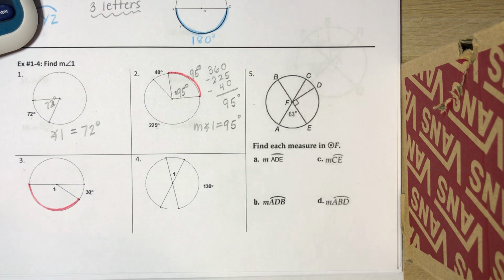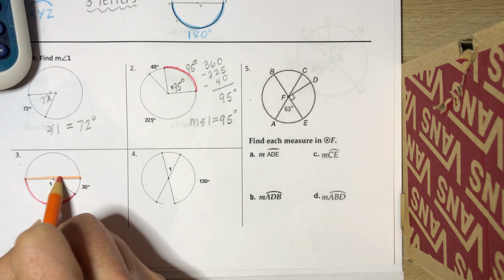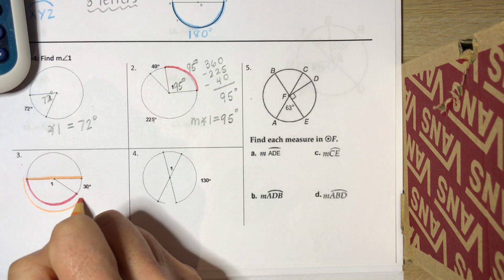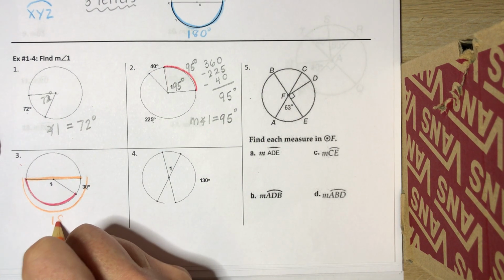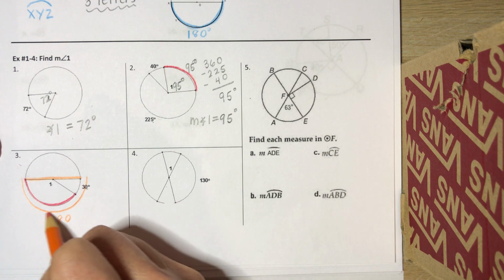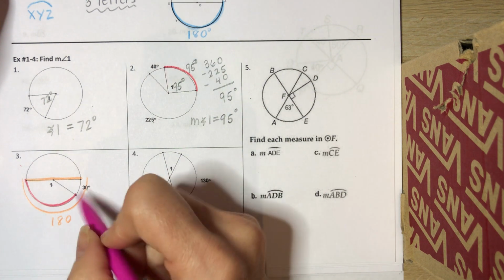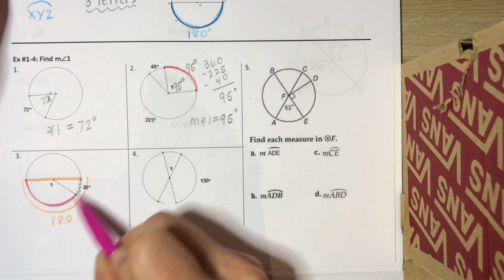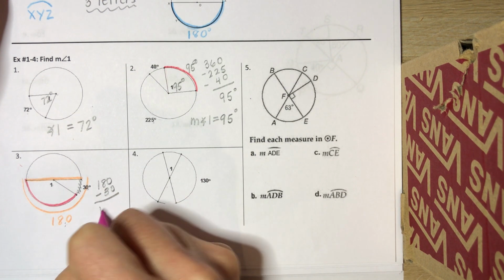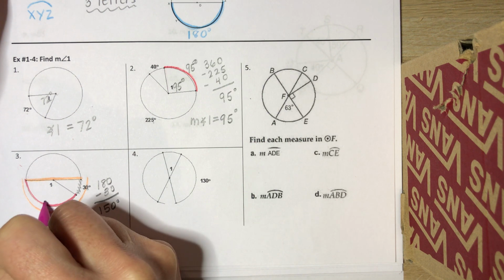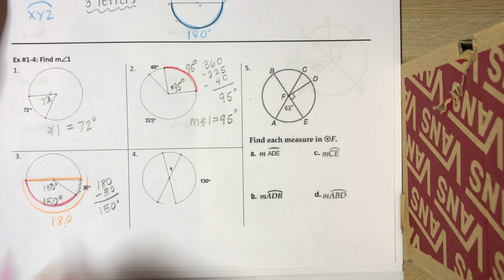This is 30 degrees. But do we agree that there is a diameter in this picture? And if this is a diameter, that makes this whole piece a semicircle. And we said in a semicircle, there's 180 degrees. So if there's 180 degrees for the entire semicircle, and we know that this is 30 of it, I just have to subtract my two numbers here. 180 minus 30 gives me 150 degrees. So my minor arc is 150 degrees, which would make my central angle 150 degrees.